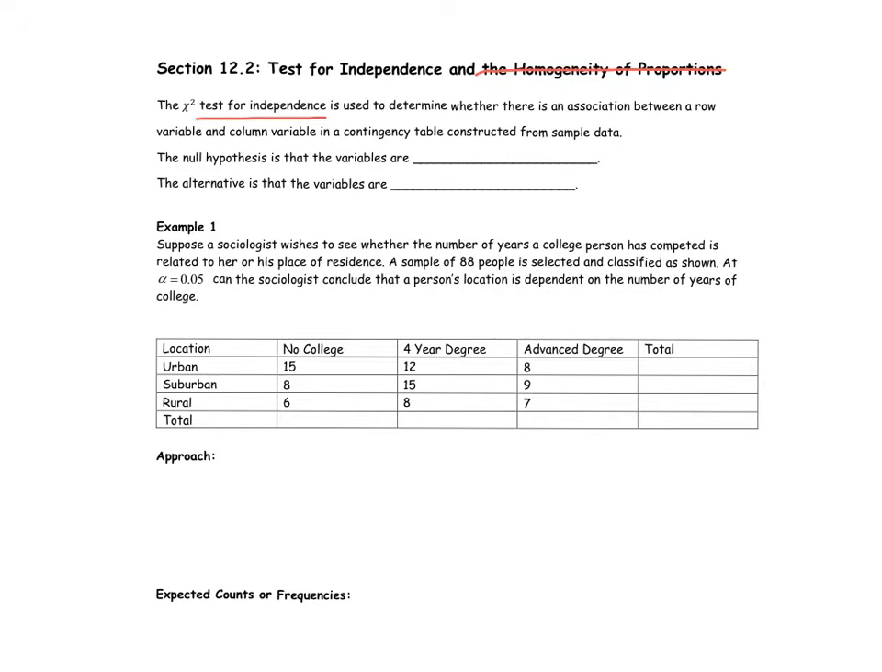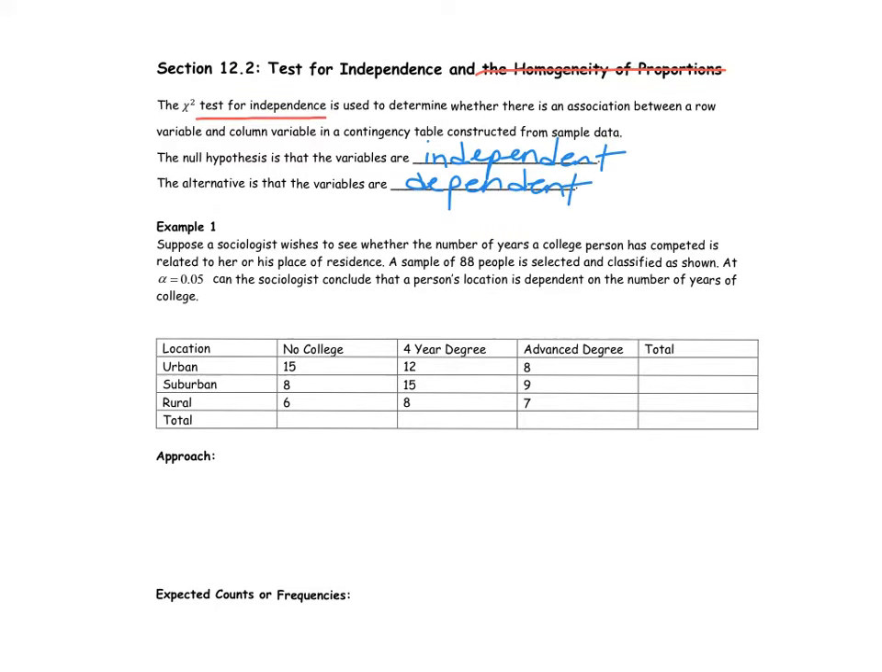Our null hypothesis is always going to be the same. The null hypothesis is that the variables are independent. And the alternative is that the variables are dependent. So let's look at an example.